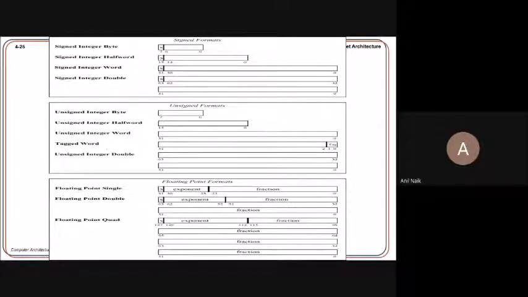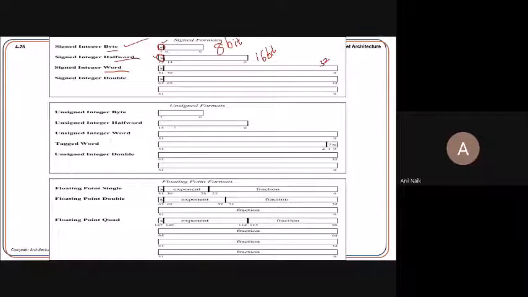So this is the data format. Signed integer byte. Byte means how many bits? 8 bits, right, bits 0 to 7. Signed integer half word. Half word means 16 bits, where 1 bit is reserved for the sign. This particular bit is there, no? So that is reserved for the sign. Signed integer word, 32 bits. So this is the data representation. Word means 32 bits.